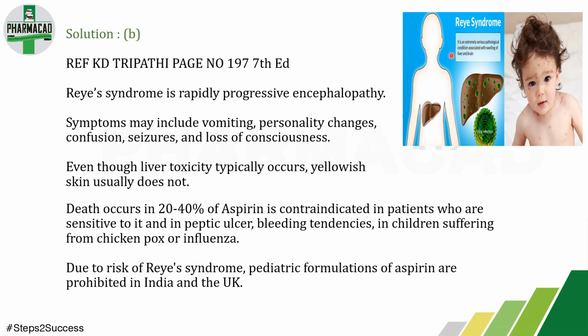So aspirin is widely famous for the adverse effect of Reye syndrome in children, and Reye syndrome is characterized by rapidly progressive encephalopathy, that is in our livers. The symptoms include vomiting, personality changes, confusion, seizures, and loss of consciousness. The correct option here is B, that is Reye syndrome. And due to the risk of Reye syndrome, the pediatric formulations of aspirin are prohibited in India and UK. So remember, aspirin is responsible for Reye syndrome in children.